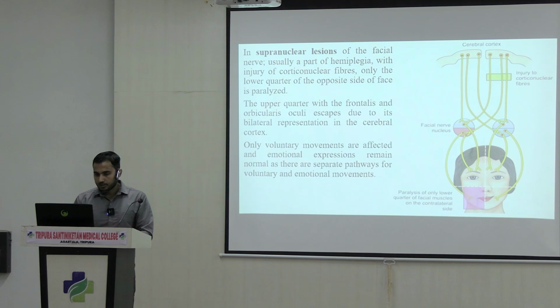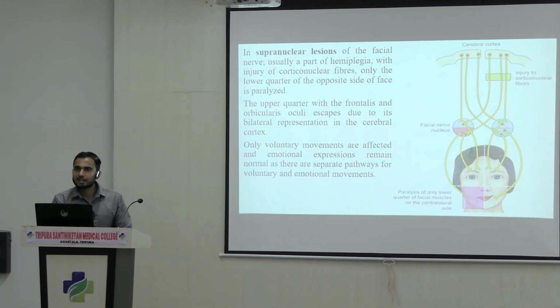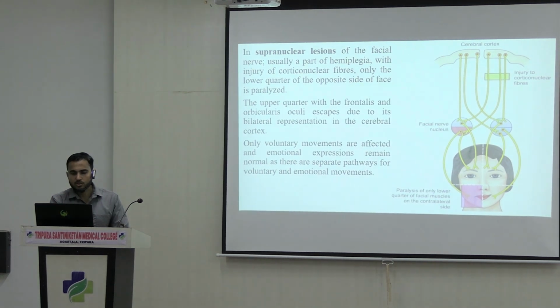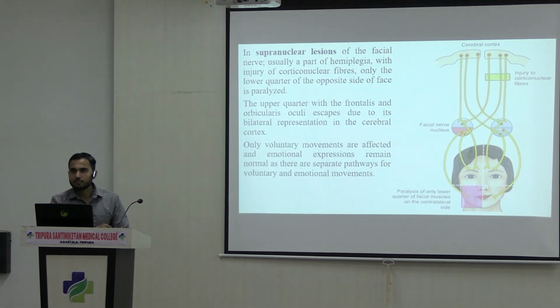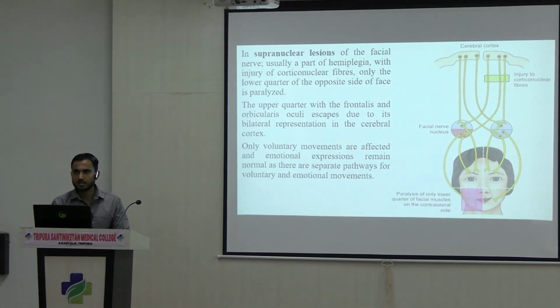Now here you can see supranuclear lesion or upper motor neuron lesion. Okay, in that what happens? Okay, so first of all the facial nerve usually will become a part of the hemiplegia, with injury to the corticonuclear fibers. Okay, so the lower quarter of the opposite side of the face will get paralyzed. Lower quarter of the opposite side of the face will get paralyzed.